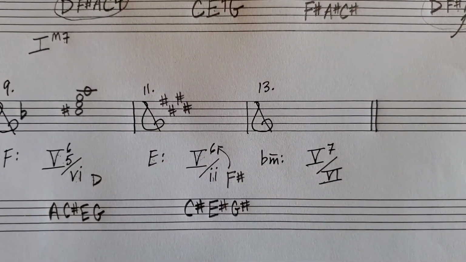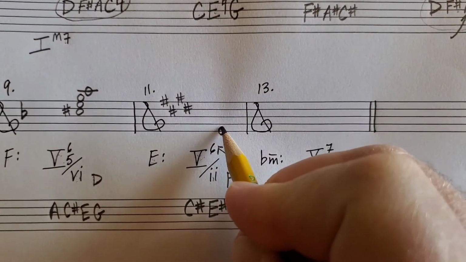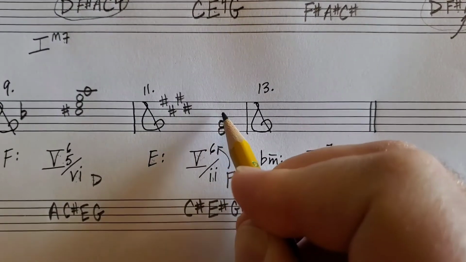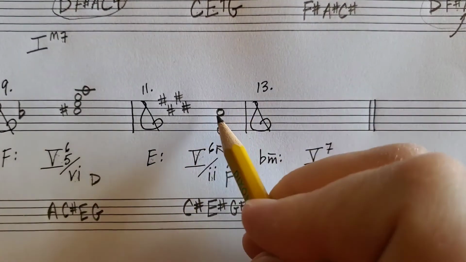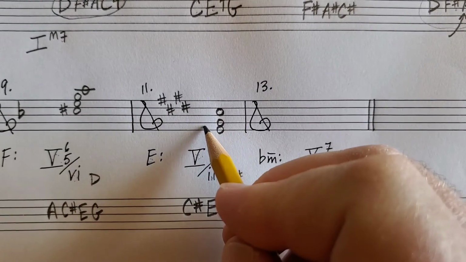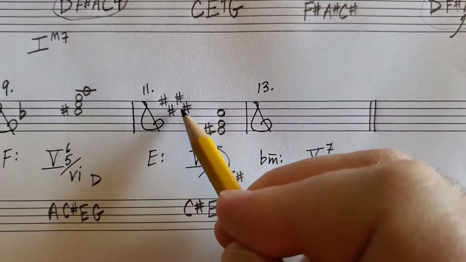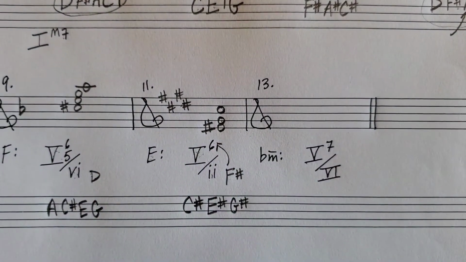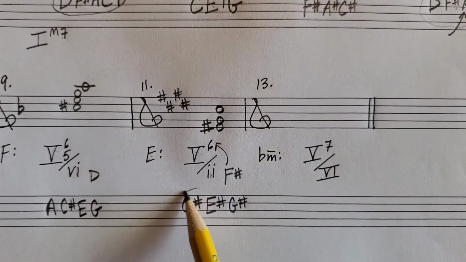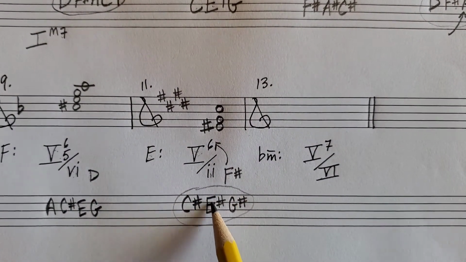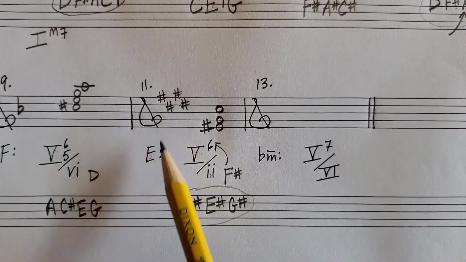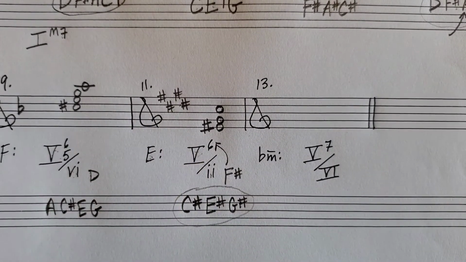And we want to put the 3rd in the bass. C sharp's already in the key signature. I do have to mark in the E sharp, and the G sharp is also already in the key signature. So again, whatever it takes to spell this chord in the context of that home key, the tonic key of E major in this case.